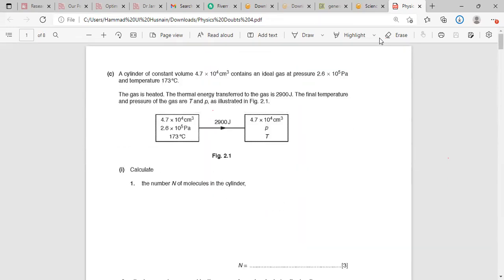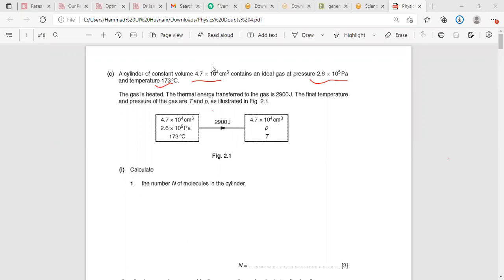So basically these questions are about the ideal gas, right? This question is very simple and easy. You will see how. Basically, in this question, let us have a read of this statement. There is a cylinder of constant volume. We are given the volume, right? Which is 4.7 into 10 raised to power 4 centimeter cube. And it contains an ideal gas at a pressure of 2.6 into 10 raised to power 5 pascal, and the temperature is 173 degree. The gas is heated.